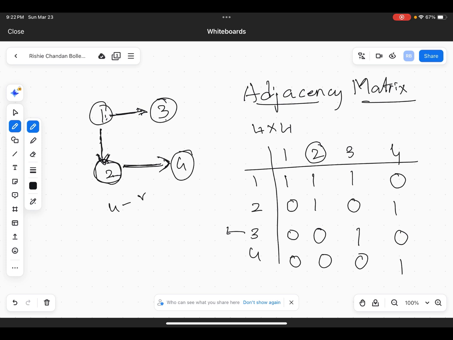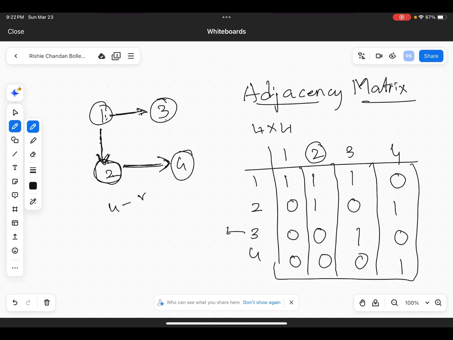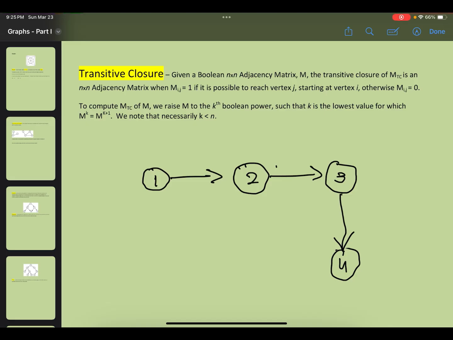So we can see how we can form adjacency matrices and define a relation between the vertices and how they are connected with the help of edges. So this is how we write a basic adjacency matrix. Now let's look at transitive closure.